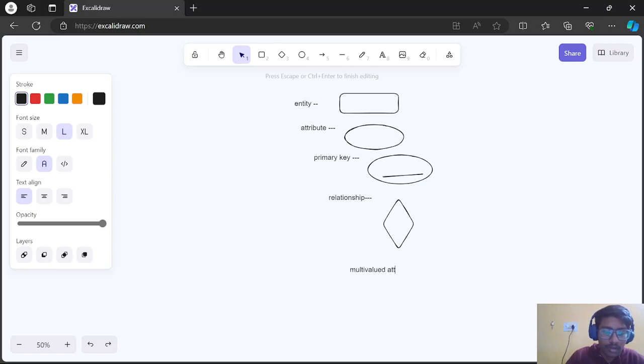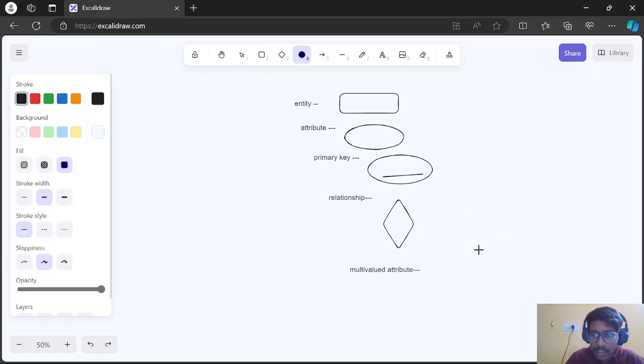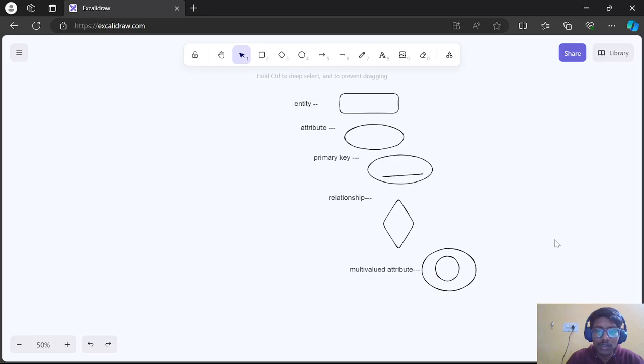Multi-valued attribute. There's a difference here: a multi-valued attribute is represented using two ovals, not side by side, but one inside the other. An oval, and there's going to be another oval inside this one. So what does a multi-valued attribute mean?